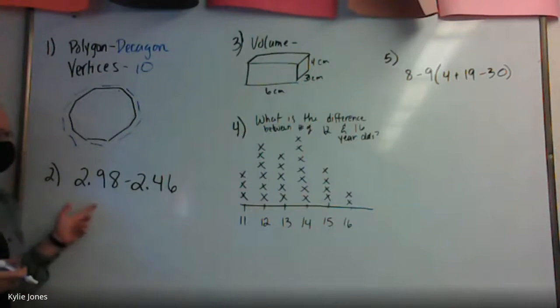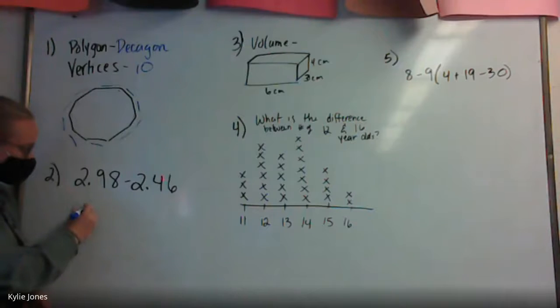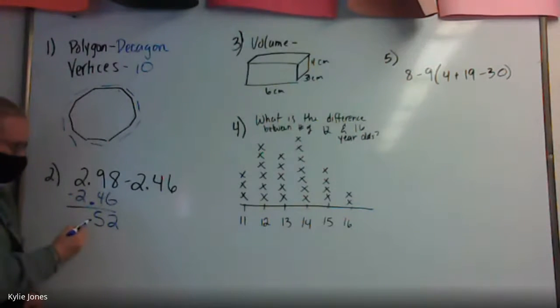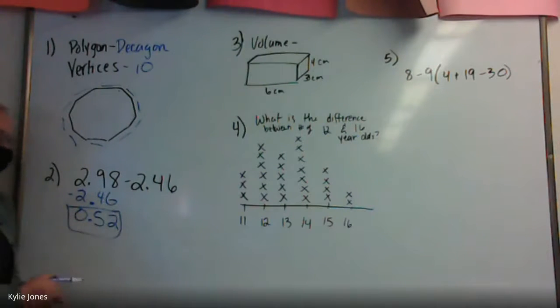Number 2, we are subtracting decimals. When you subtract decimals, what do you have to do first? Line them up. So our decimals line up. 2.46. This one's a kind of easy one. So what is 8 minus 6? 2. 9 minus 4? 5. What do I do with my decimal? Drop it straight down. What's 2 minus 2? 0. So we have 52 hundredths as our answer. That's what I got. Good.